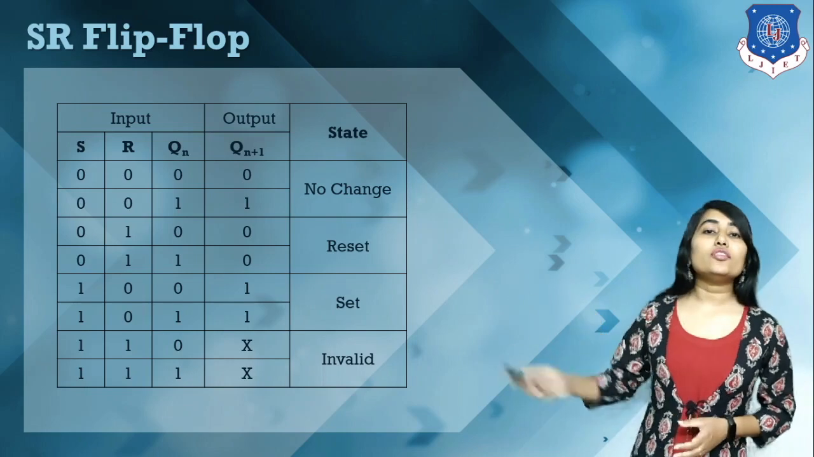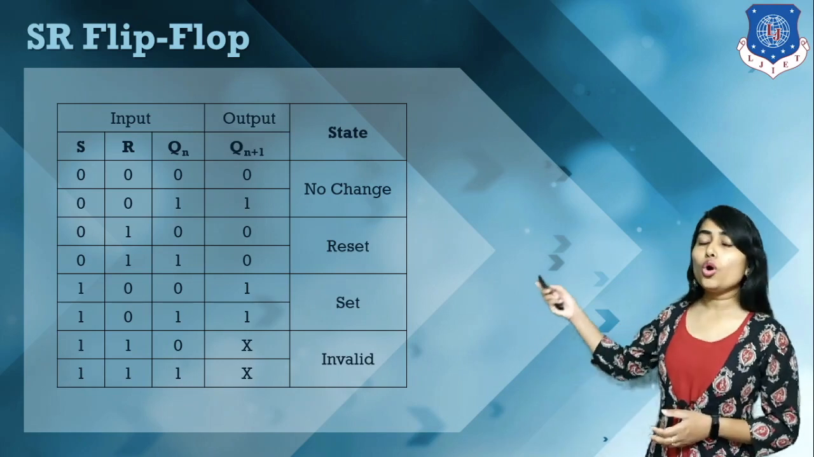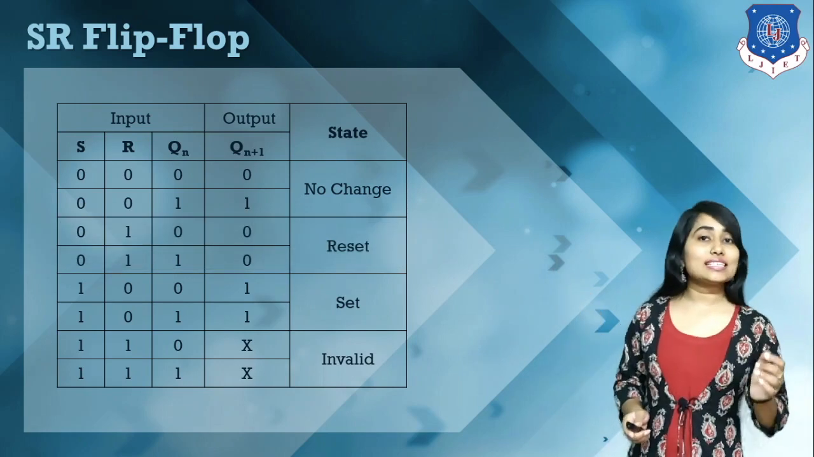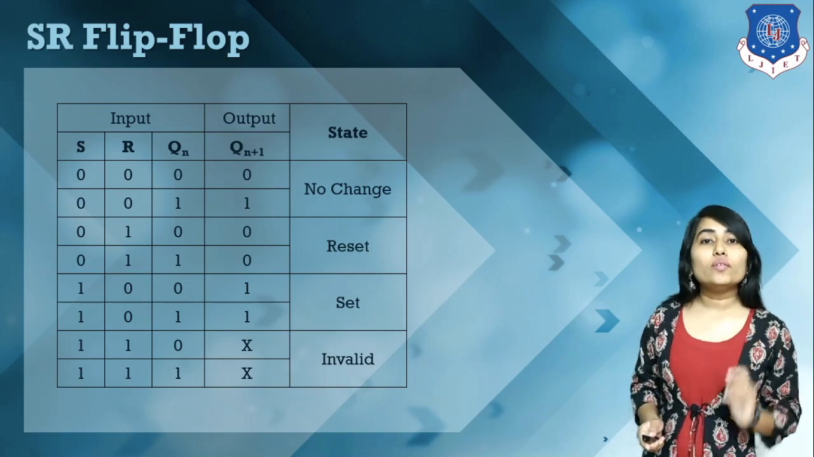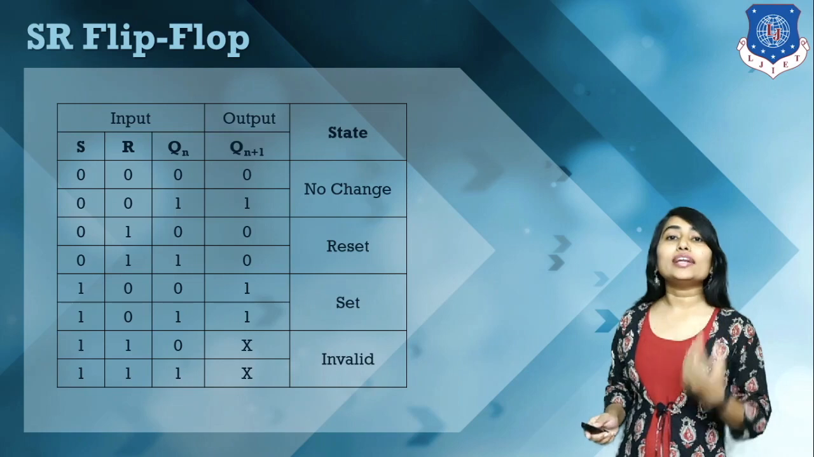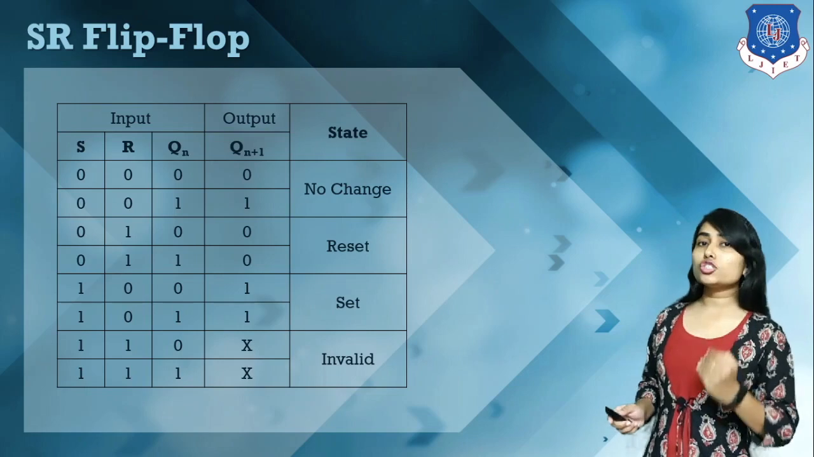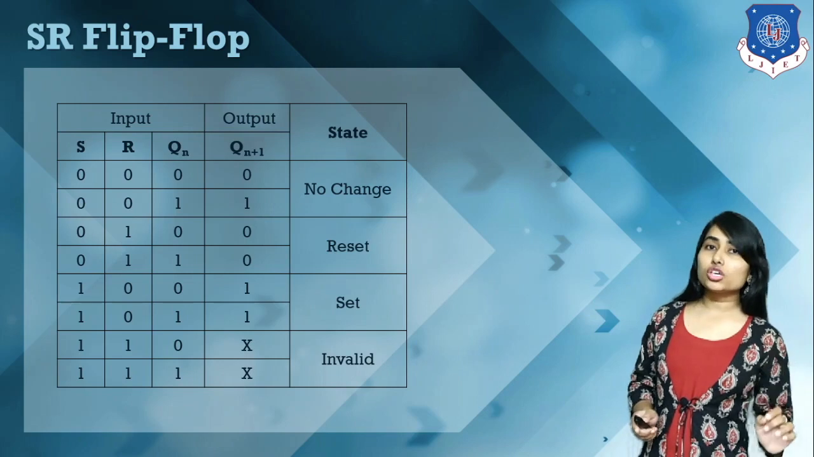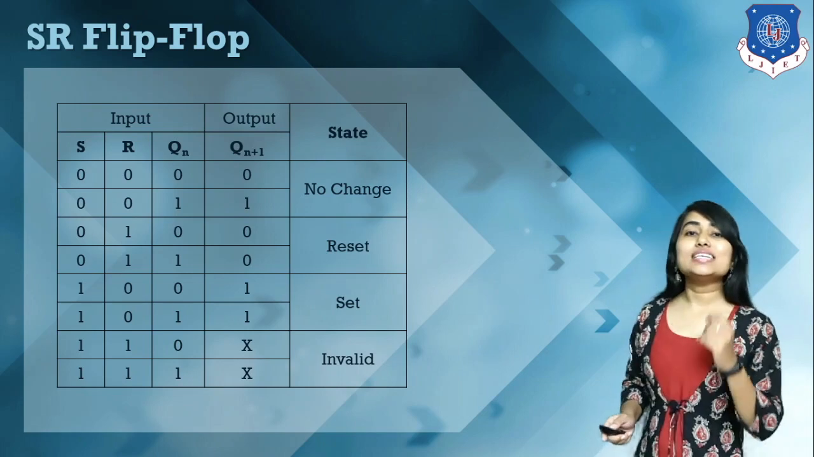So this is the no change condition whenever S and R is equal to 0, 0. Now next we have the condition S and R equal to 0, 1. So S is equal to 0 and R is equal to 1. That means a reset condition, so our output is equal to 0. Whenever R is equal to 1, whatever the past output combination, we have the present output equal to 0. That means we have a reset condition. So whenever S is equal to 0 and R is equal to 1, we have a reset condition. That's why our output is equal to 0.